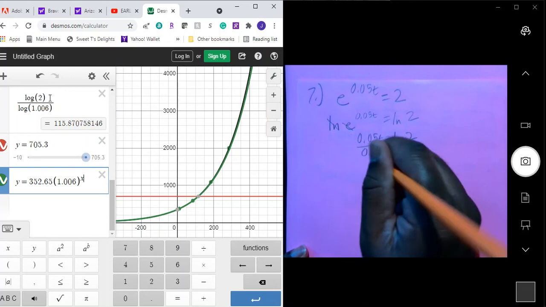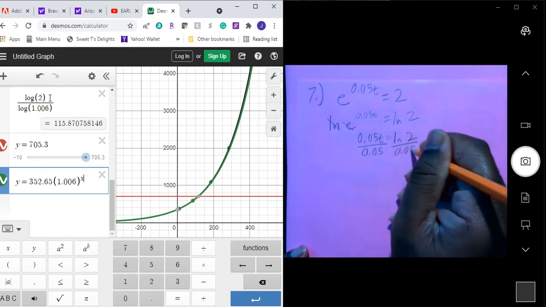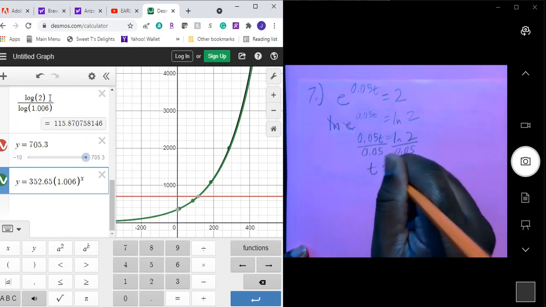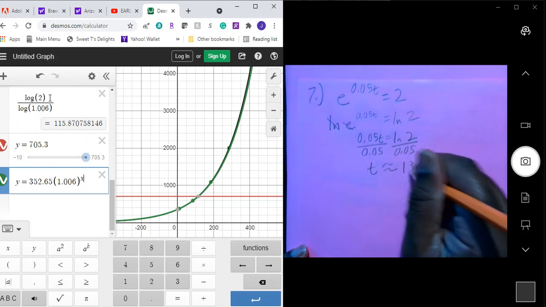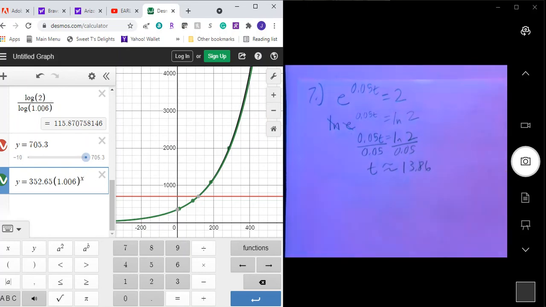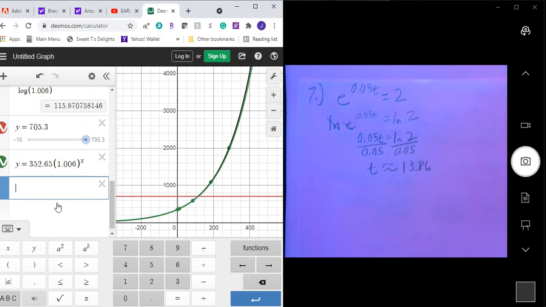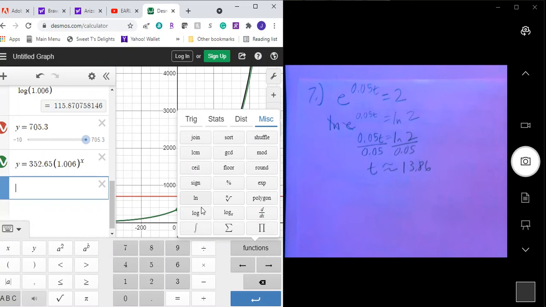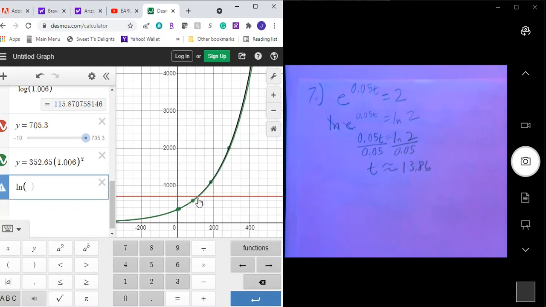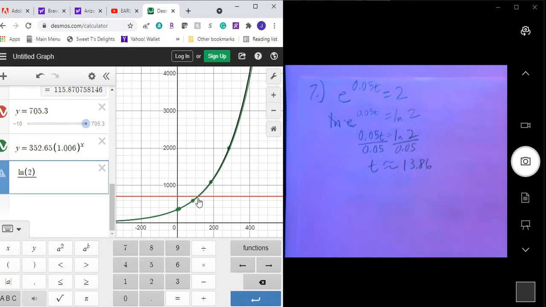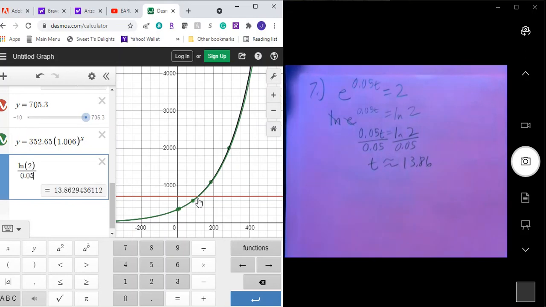Now we divide each side by 0.05. And then we have t be approximately 13.86. Now we could check it in our calculator just to be sure. So we'll go to functions, then miscellaneous, we'll take natural log and we'll put 2 and then close that parenthesis and press divided by, and it'll be 0.05. And it gives us 13.86 when we round it.